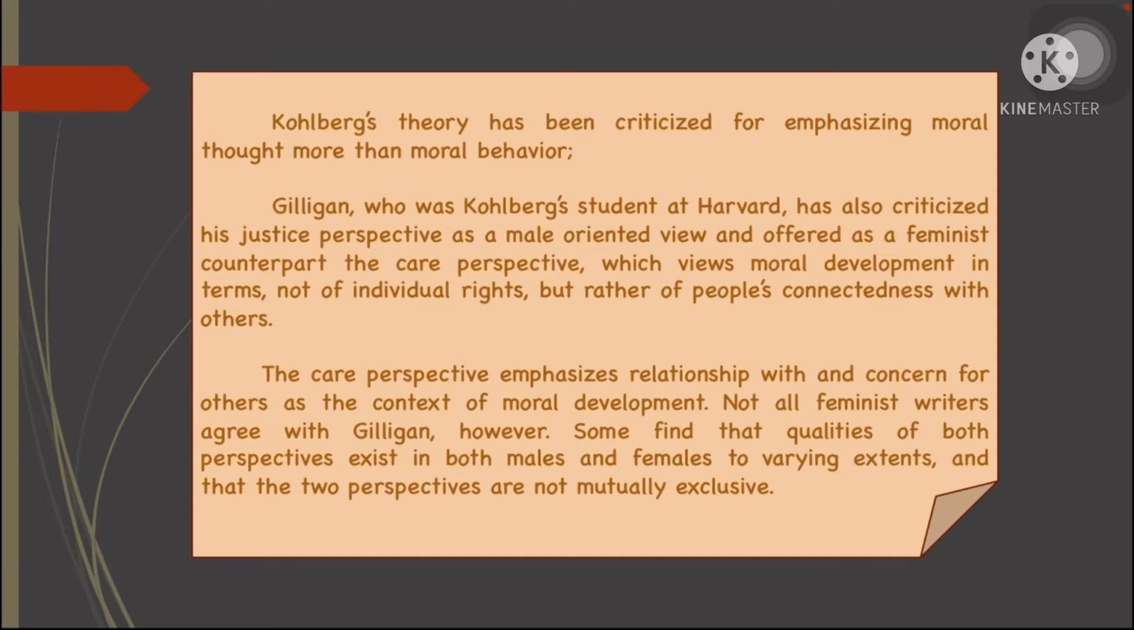Not all feminist writers agree with Gilligan. However, some find that qualities of both perspectives exist in both males and females to varying extents, and that the two perspectives are not mutually exclusive. Kohlberg thought that people never progress beyond the middle level.